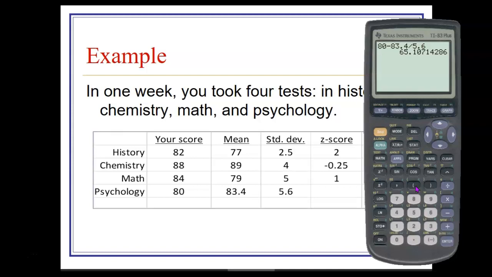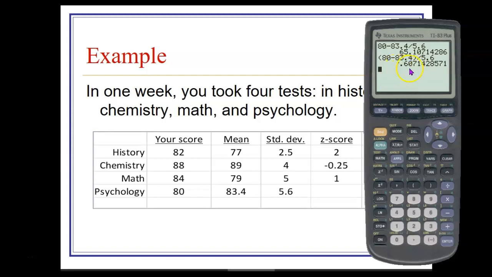So whenever you have a fractional expression and you're entering it into a calculator, it's a good idea to put parentheses around the numerator and the denominator. Now here the denominator is just one thing, so I don't really need parentheses around that. But it's parenthesis 80 minus 83.4, close parentheses, divided by 5.6, and that is the correct answer of -0.60714, and so on.